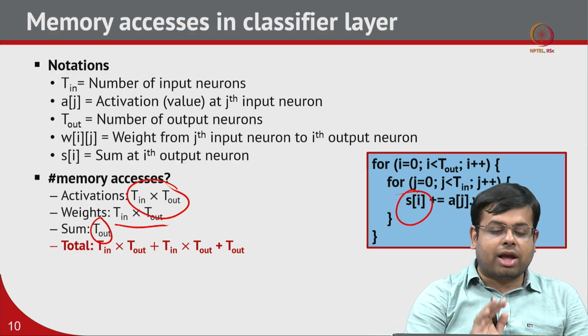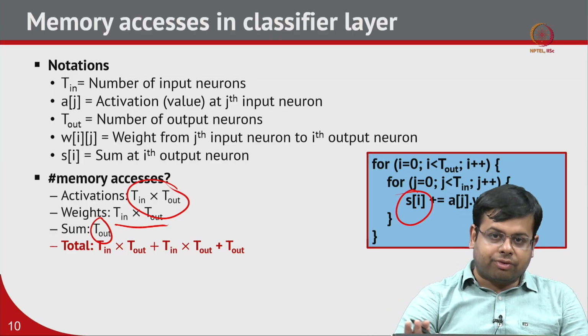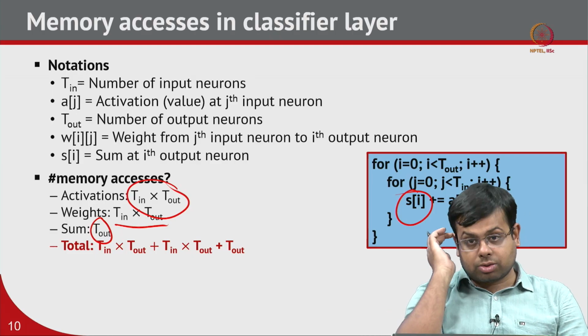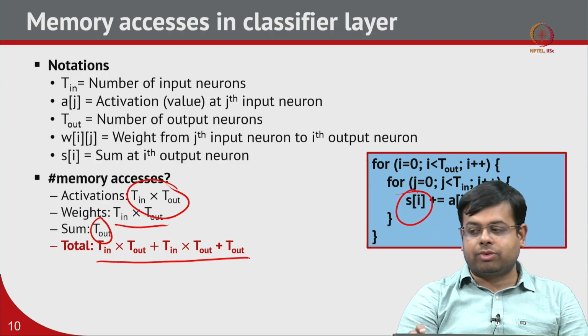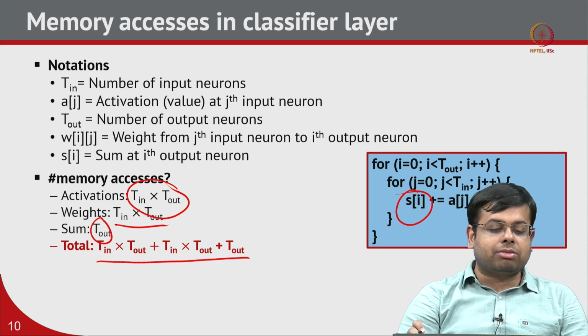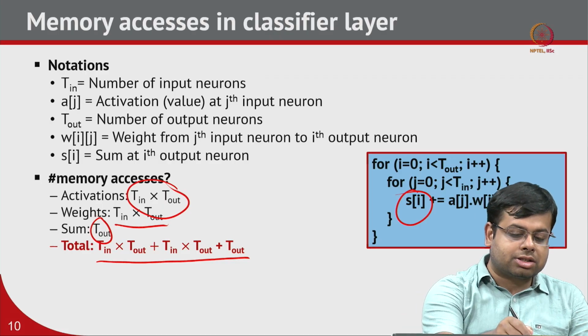Again, all these values have to be stored somewhere, in some buffer or memory. Now, if we sum all these components, the total memory access is T_in multiplied by T_out plus T_in multiplied by T_out plus T_out. So this plus this is equal to this thing.